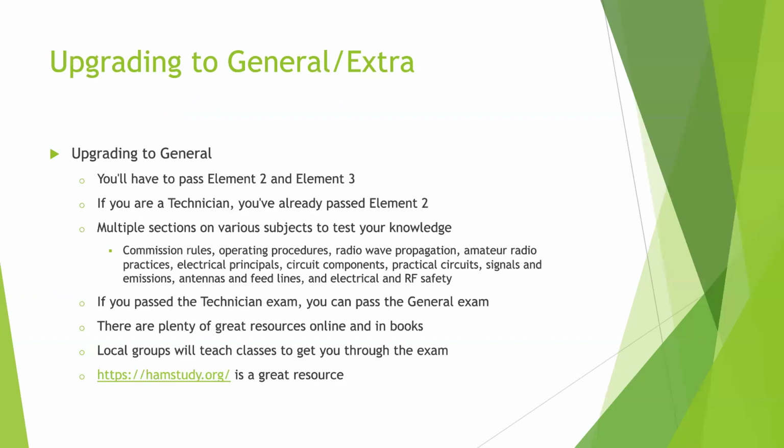So upgrading to general, you have to pass elements 2 and 3. Now, if you've got your technician license, you've already passed element 2. You don't have to take it again. Remember when we were talking about how there was a Morse code requirement back in the day? The Morse code test was element 1. When they removed the Morse code requirement, they did not renumber the test elements. And so for technician, you only have to have element 2 now, and for general, you need elements 2 and 3.